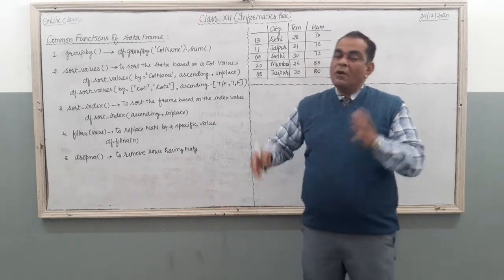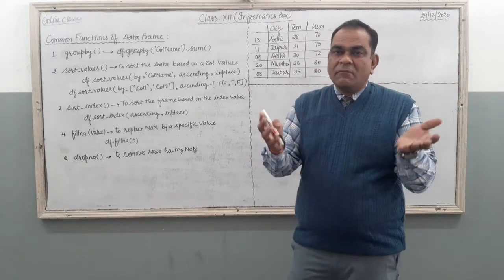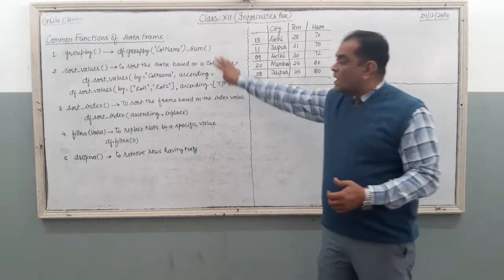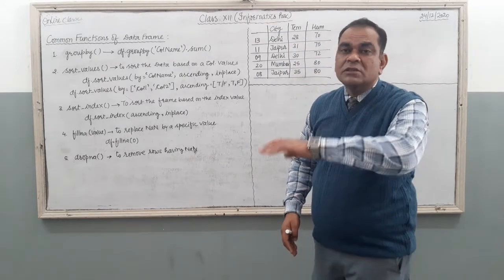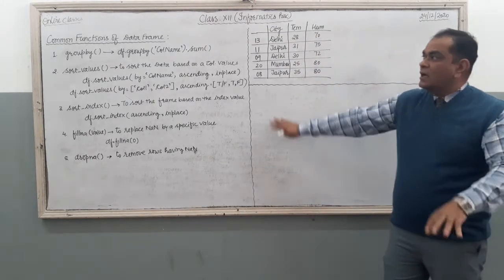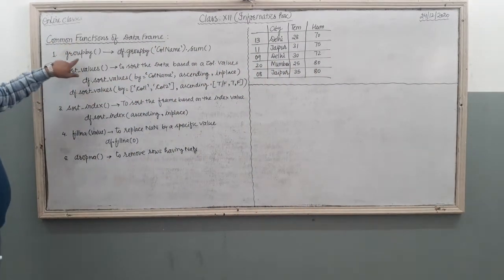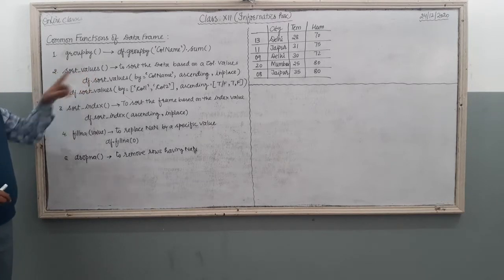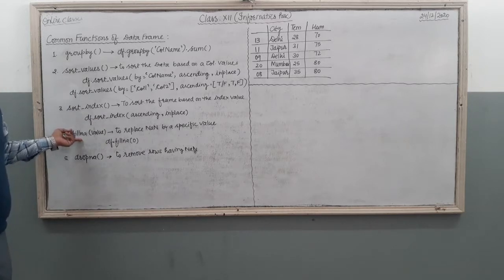In the previous video, we discussed already about mean, mode, median, maximum, minimum and sum functions. Now, in this video, we are going to discuss 5 more common functions that we can use in our data frame. If you want to remember the names of these functions, the very first function is group by, the second one is sort values, third one sort index, fourth function is fillna, and the fifth one is dropna.